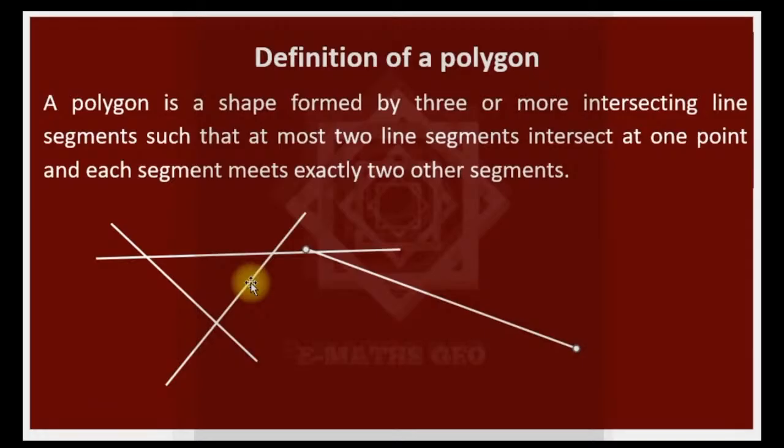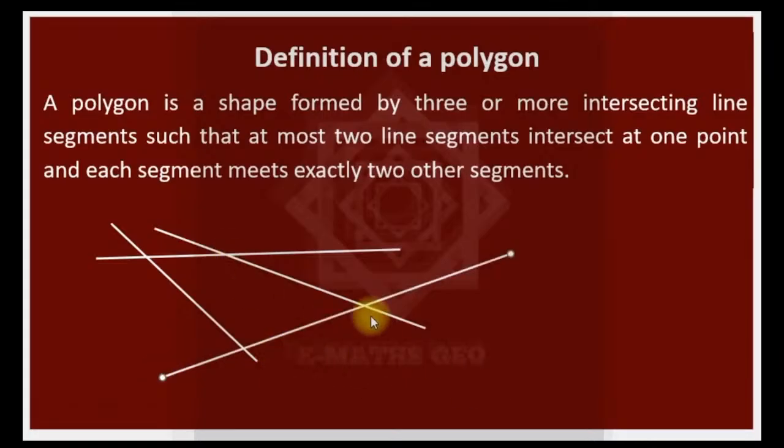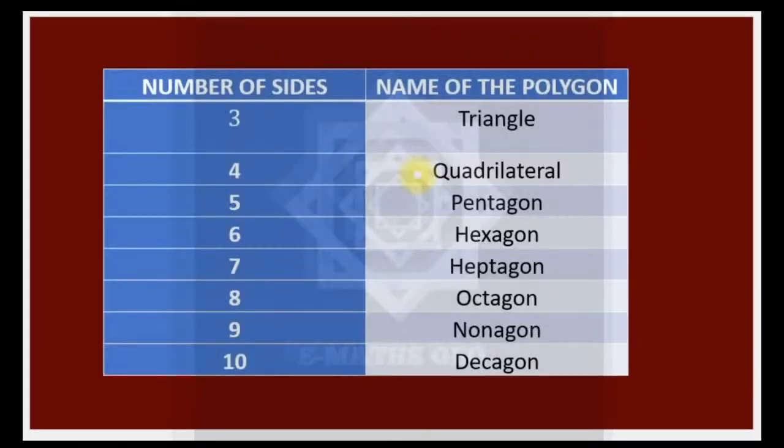And maybe let me form another polygon. This is a polygon, yes, because at every intersection we have only 2 line segments. Okay, from the definition, since they told us that it must be 3 or more line segments, the smallest-sided polygon is a triangle because we have 3 sides. So the 3-sided polygon is called a triangle.